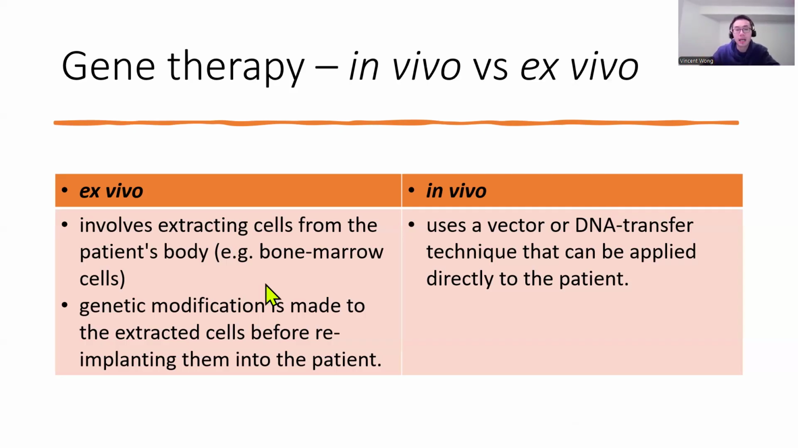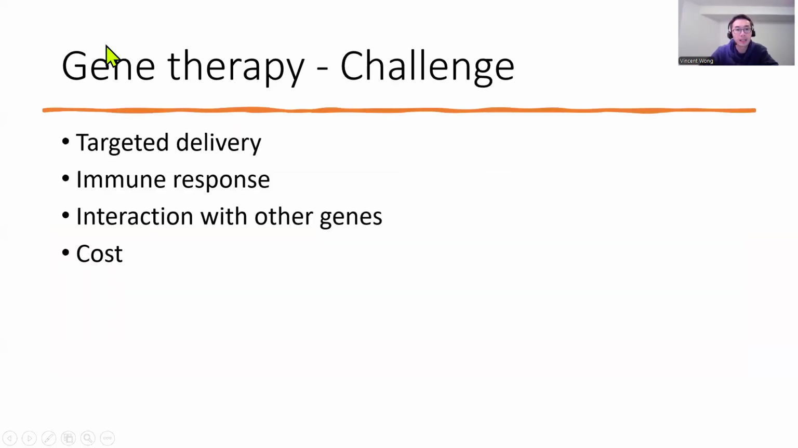For in vivo, you use some kind of vector to deliver the DNA. So you use a virus. You take away all the harmful parts of the virus that might cause disease, and you replace them with the gene that you want to deliver, and then you infect the person with the virus. Then the virus should, in theory, deliver the gene for you. So that's in vivo.